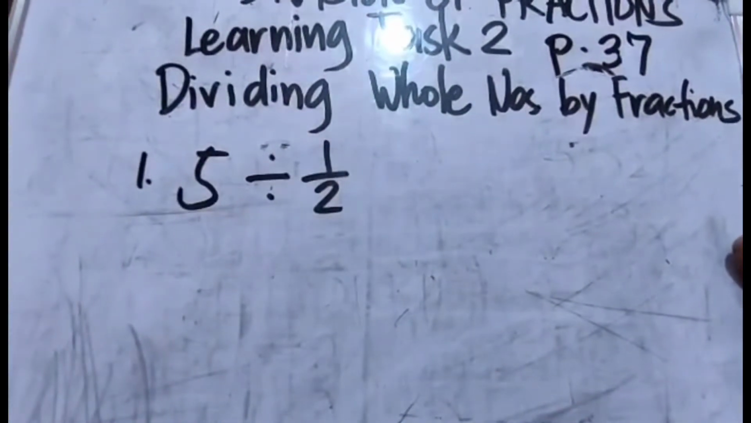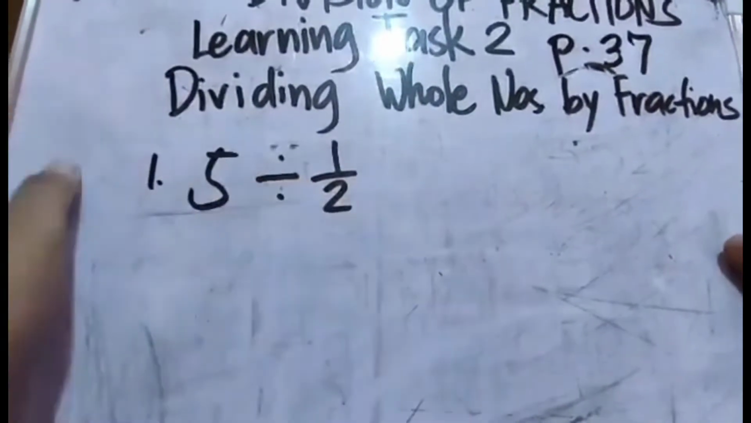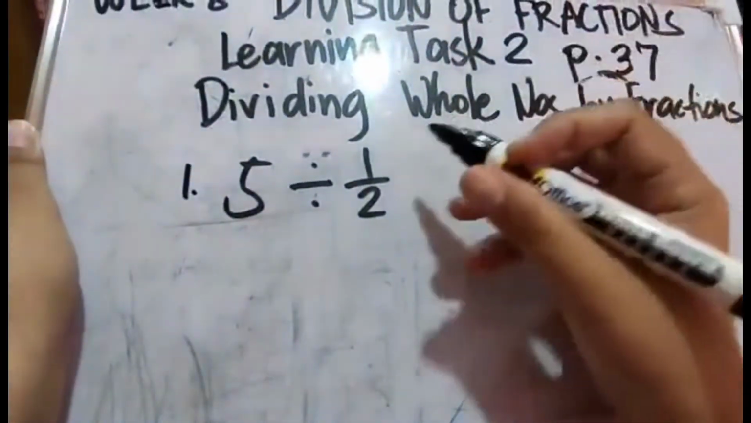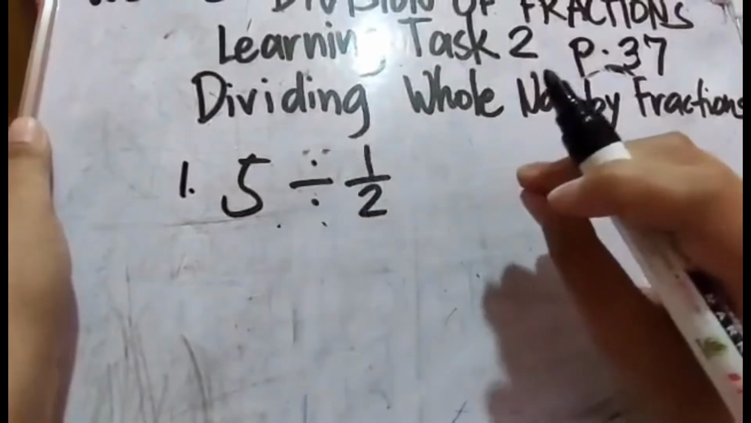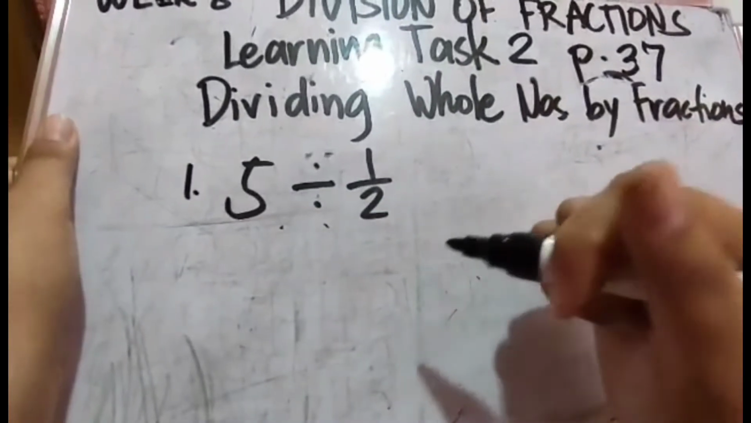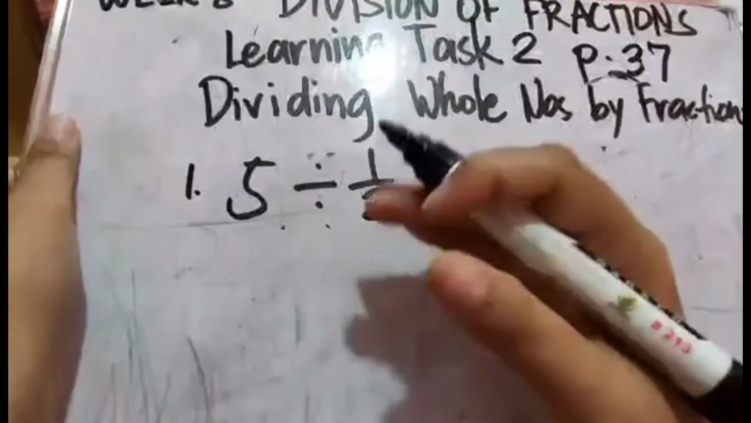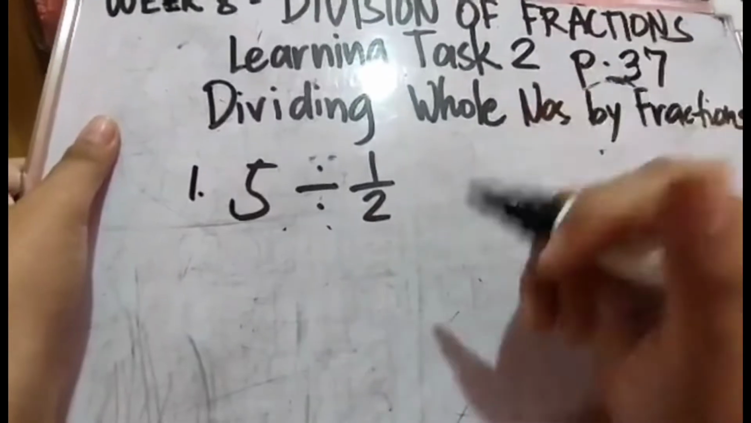Mapapansin nyo dyan walang bar. Lagyan nyo na lang yung mga fraction ng guhit sa gitna. Ito yung tawag nating fraction bar. Okay, let's answer number 1. 5 divided by 1/2. So, hindi mo to i-divide as is na katulad ng whole number. May tinatawag tayo ditong reverse operation. At para mangyari yun, kailangan natin ng reciprocal na pinag-aralan nyo last week.